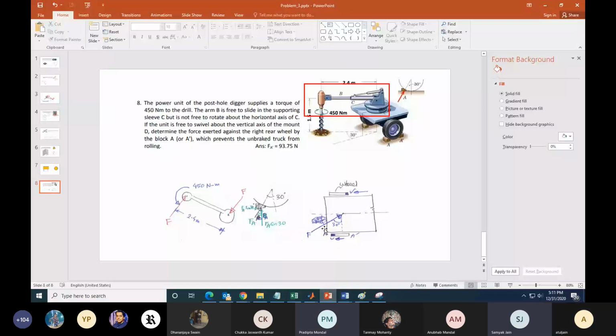Sir, the arrows that you have marked near the wheels, is that the direction of force on the block or force on the vehicle? Force on the vehicle normally should be. But how is it possible? I will discuss this. I will send you a detailed solution.